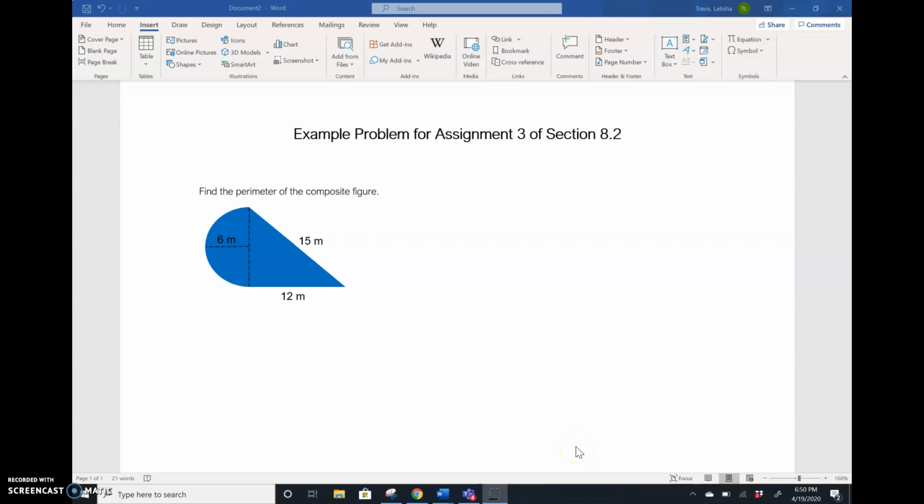Hi, this is Mrs. Travis, and I want to walk you guys through finding the perimeter of a composite figure involving a triangle and a semicircle. First, just really quickly, to review, composite figures are figures that are made out of more than one basic shape. We have two basic shapes here. We have the triangle and the semicircle.